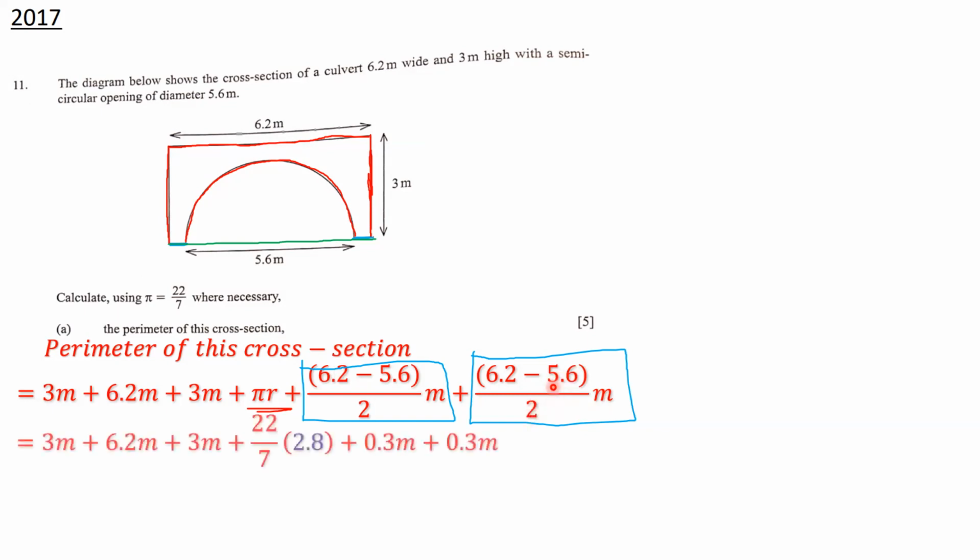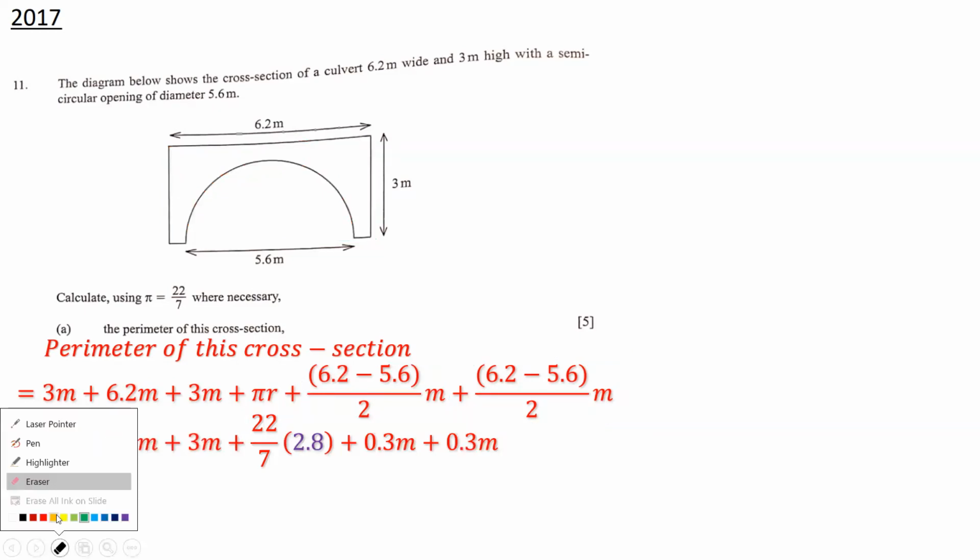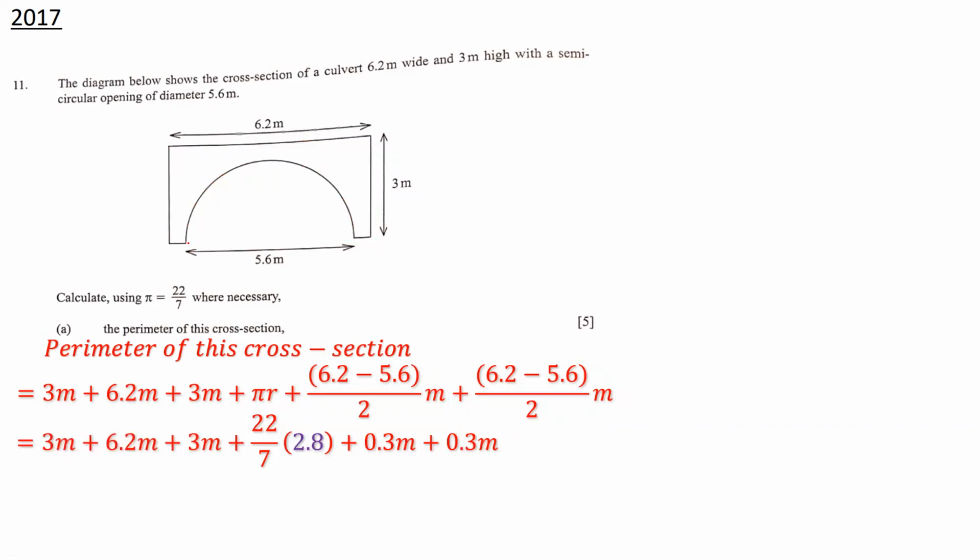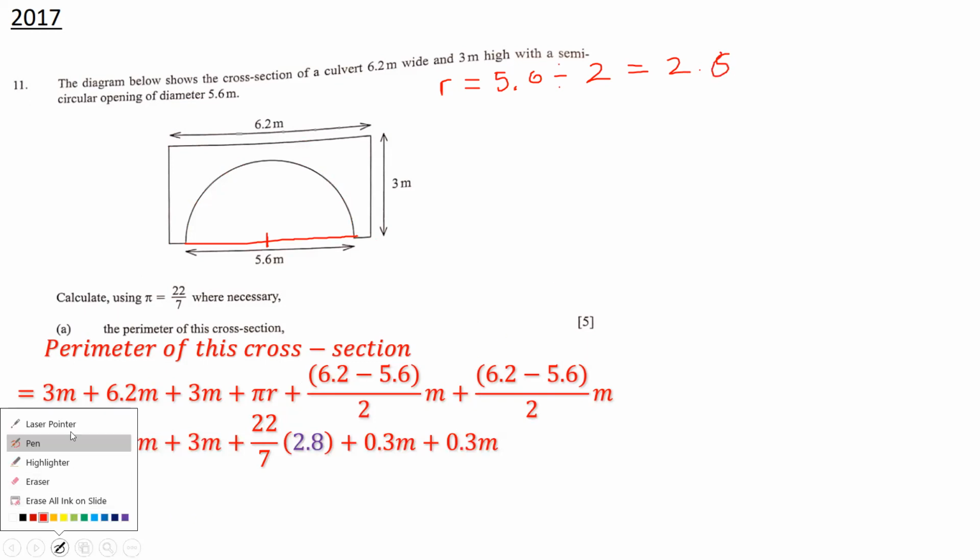Okay, so let's perform our calculations. Pi is 22/7. R, well, let me erase all ink. R is the radius, but this right here, the 5.6, is the diameter. So we have to cut it in half, right? So we say that R is going to be equal to 5.6, which is the diameter of the semicircle, divided by 2. When you do 5.6 divided by 2, you get 2.8. And so that's why the radius right here is given by 2.8.